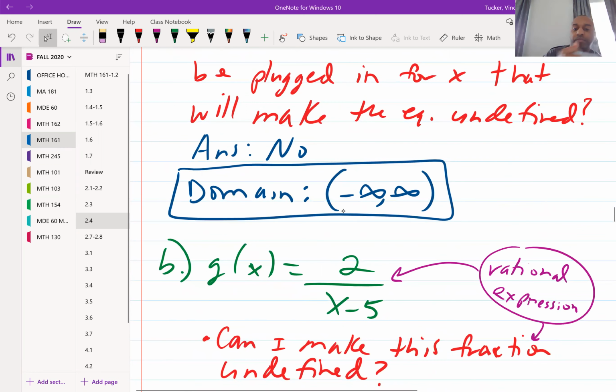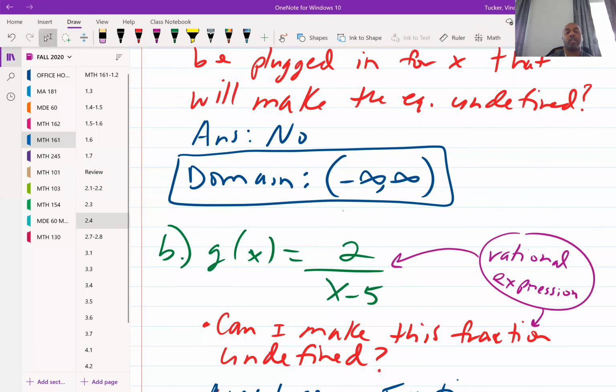All right, next one. g of x is equal to 2 over x minus 5. So once again, can I make this equation undefined? In other words, in this case, a fraction. Can I make this fraction undefined? And I use fraction loosely here. Another term for fraction is rational expression. So this is a rational expression. So when is a rational expression or fraction undefined?